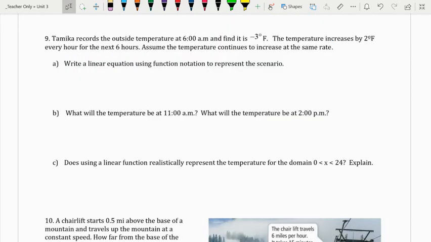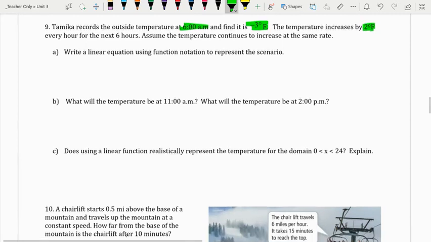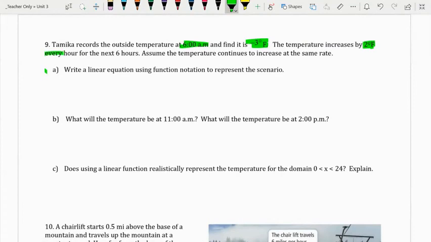So it says Tamika records the outside temperature at 6 o'clock a.m. and finds it is negative 3 degrees Fahrenheit. Okay, so 6 a.m., negative 3 degrees Fahrenheit. The temperature increases by 2 degrees Fahrenheit every hour for the next 6 hours. Assume the temperature continues to increase at the same rate.